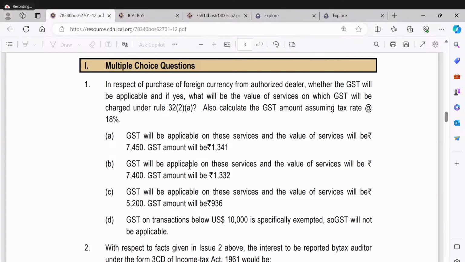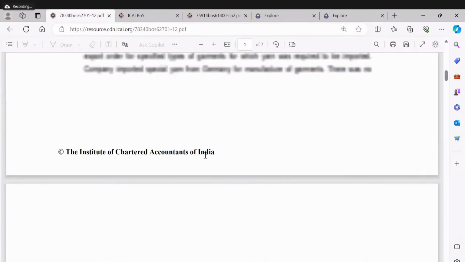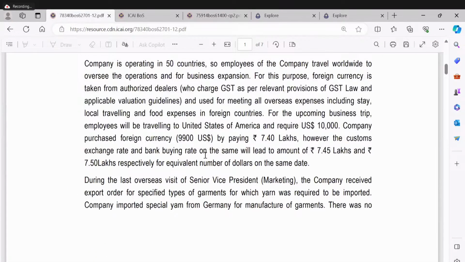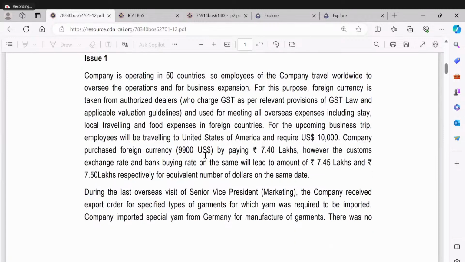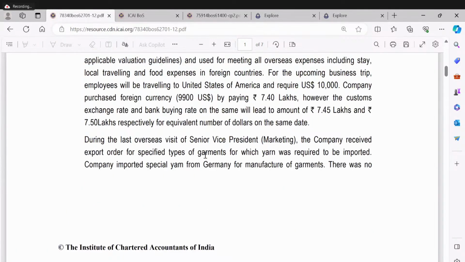So I hope this first MCQ on GST is clear to you all. Please let me know through your comments if in case you have any doubt in MCQ 1. Because with this, we'll move to the next MCQ. And for this, the information which is given to us is in issue 1 itself. Now we'll read issue 1 from where we had left it earlier.